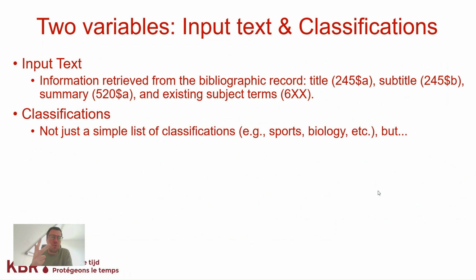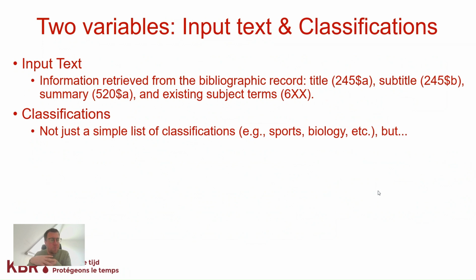It's possible to give two variables. So a variable is something that changes for every record. If, for example, the input text is the information that we get from the scan or from the bibliographic record. So it's a title, a subtitle, a summary, or back cover text when we scan a book, and existing subject terms when it's already an existing record.